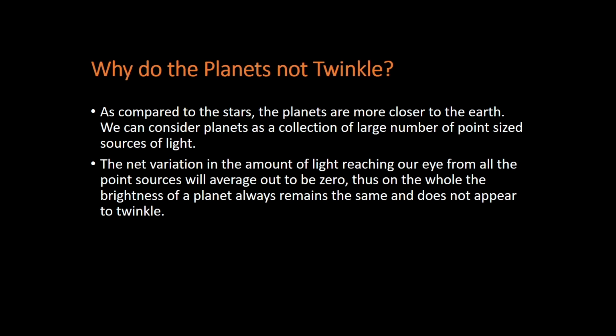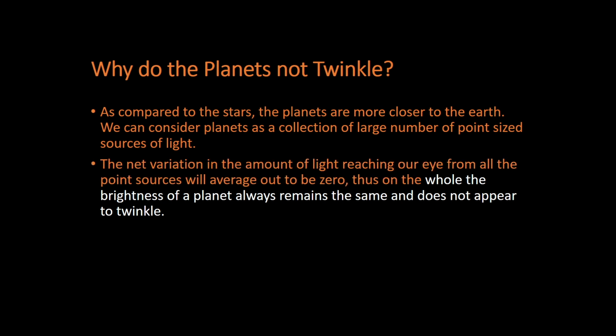Why do the planets not twinkle? As compared to the stars, the planets are much closer to the Earth. We can consider planets as collections of a large number of point-sized sources of light. The net variation in the amount of light reaching our eye from all the point sources will average out to be zero. Thus, on the whole, the brightness of the planet always remains the same and does not appear to twinkle.